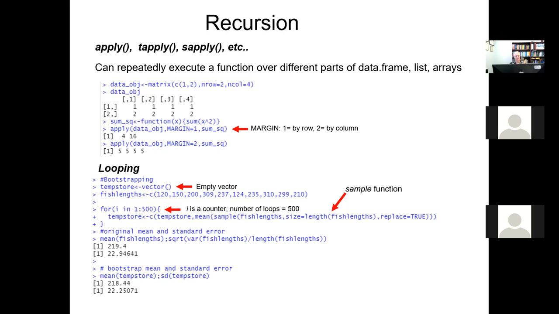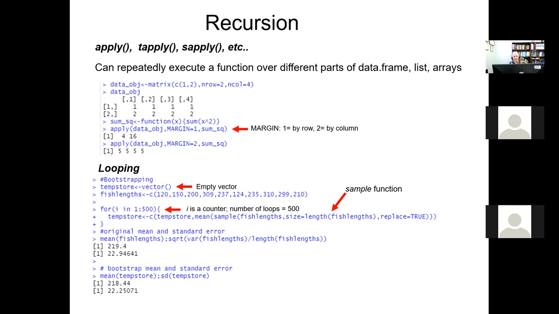So in this case here, I'm creating an empty vector, and I have a vector with fish lengths. You can see the for loop here starts, you always start with an argument, a letter that represents the loop, the count over the loop. In this case, I. You have the in statement, and then you specify how many loops you want. So I'm doing 1 to 500. So it's going to do this 500 times essentially.